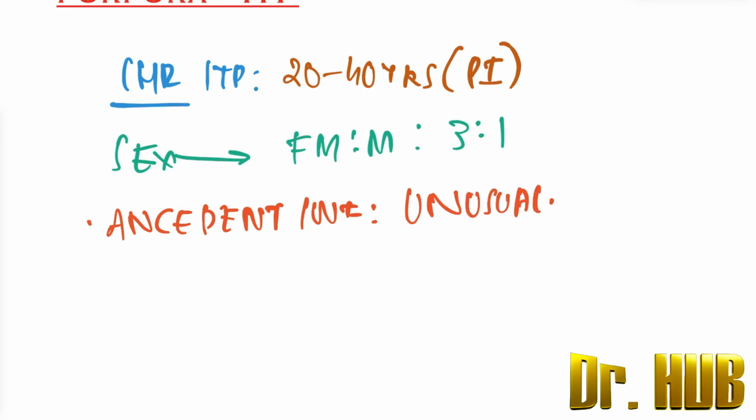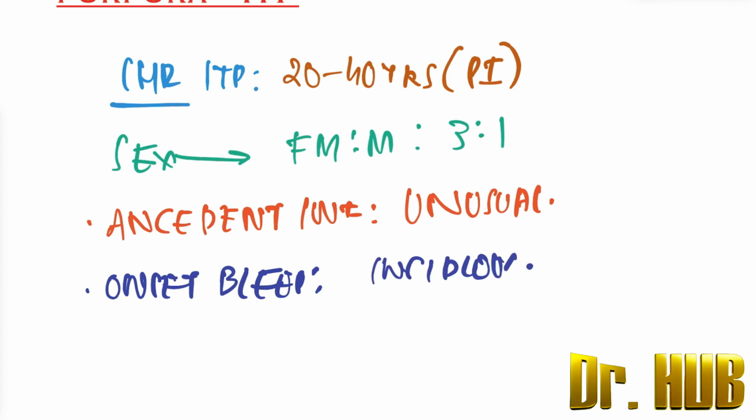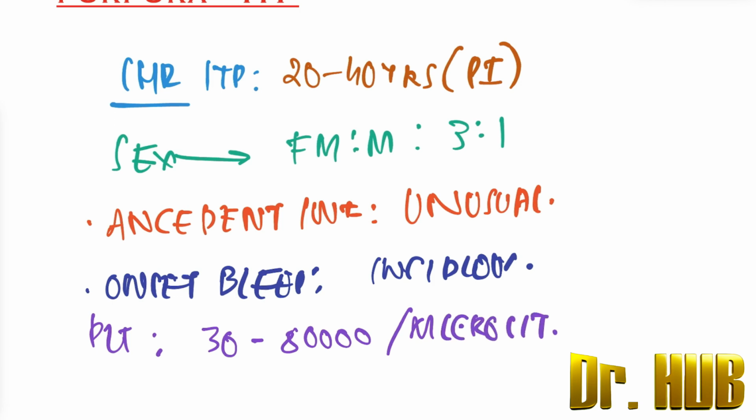Next is the onset of bleeding. The onset of bleeding is going to be insidious here. The platelet count will be 30 to 80,000 per microliter. So the bleeding is very insidious, whereas in the acute form it was abrupt.